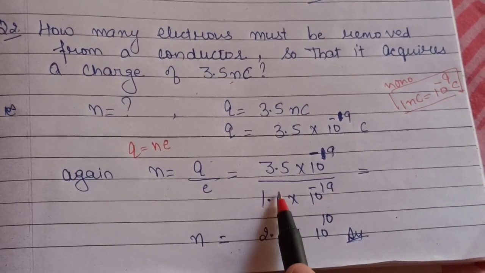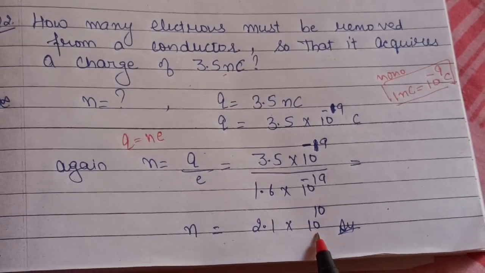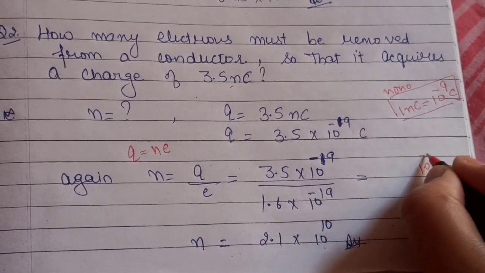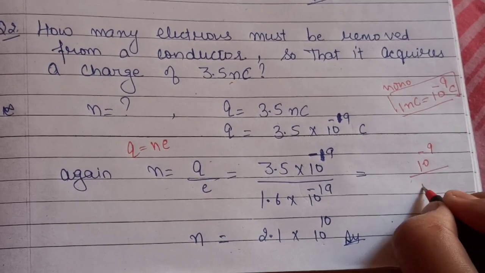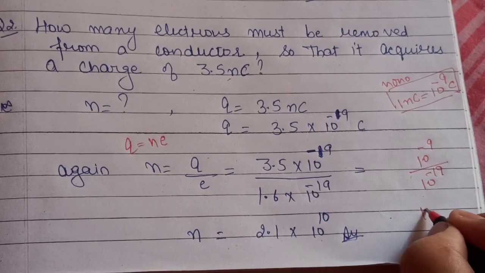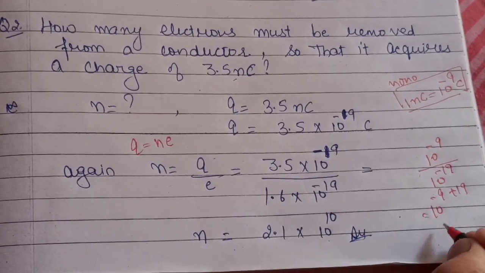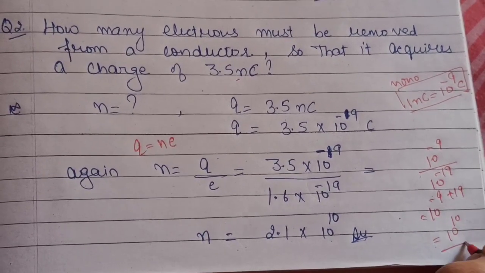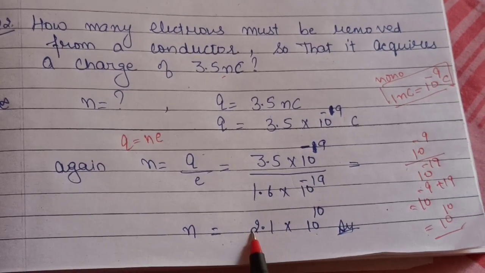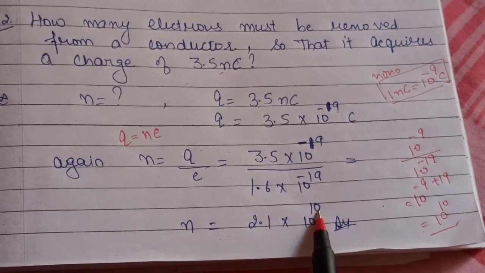So when we solve these values we will get n is equal to 2.1 into 10 raised to power 10. You can solve the power like this. 10 raised to power minus 9 divided by 10 raised to power minus 19. So ये power जब ऊपर जाएगी तो ये किसकी हो जाएगी, प्लस की हो जाएगी, and we will get 10 raised to power 10. So by dividing 3.5 and 1.6 we will get the answer 2.1. So the complete answer is 2.1 into 10 raised to power 10.